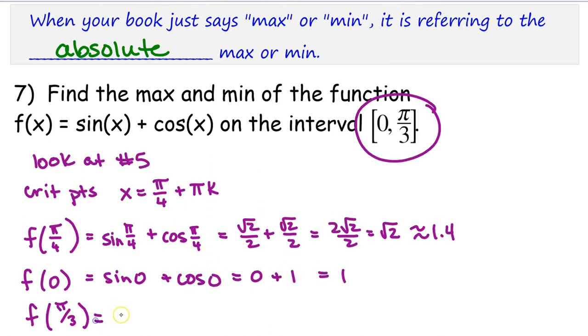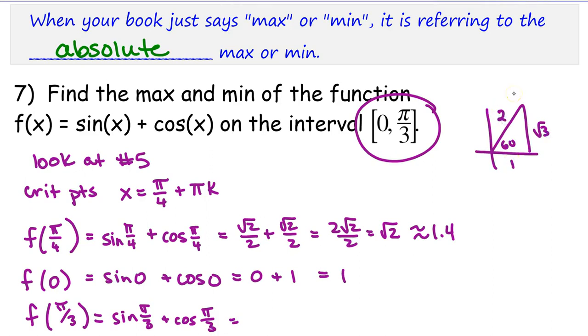And f of pi over 3 would be the sine of pi over 3 plus the cosine of pi over 3. Sine of 60 plus cosine 60, make a reference triangle. It's a 30, 60, 90. Sine is square root 3 over 2, and cosine is 1/2. And let's go ahead and approximate that. And that's about 1.37. Let's go back to square root 2 again, just to be sure. Square root 2 is 1.41.